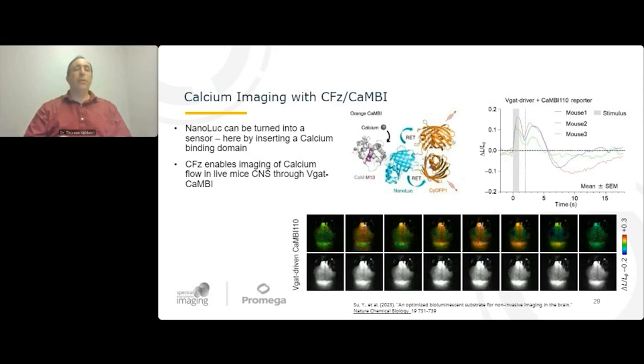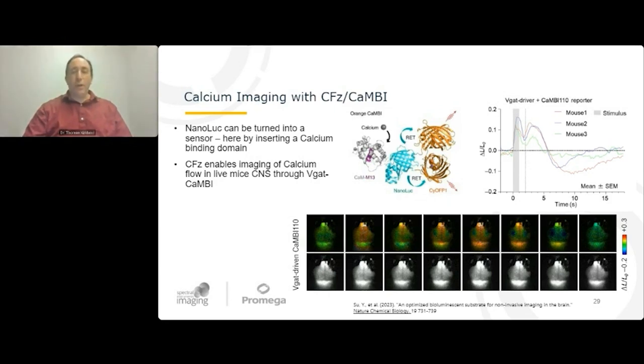And here's an example, and I wanted to show this example both to highlight functional imaging within the brain. So this protein construct here is called CAMBI, which refers to calcium-responsive NanoLuc-based system. So this has a calmodulin domain, which is fused to the center of NanoLuc, which is then fused to the CyOFP. So when calcium binds, you see a change in signal due to the change in conformation, which reconstitutes the NanoLuc activity. This is another example that I haven't emphasized yet, which is that NanoLuc is quite readily engineerable to be a sensor.